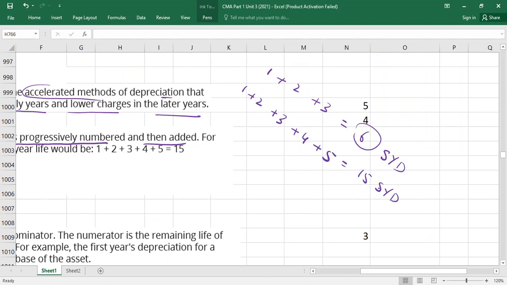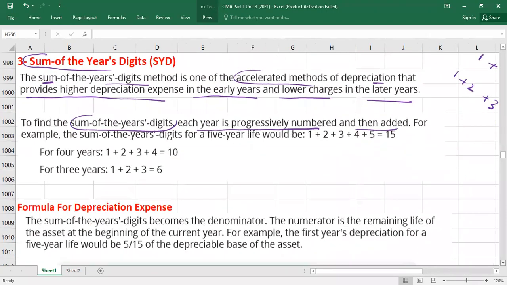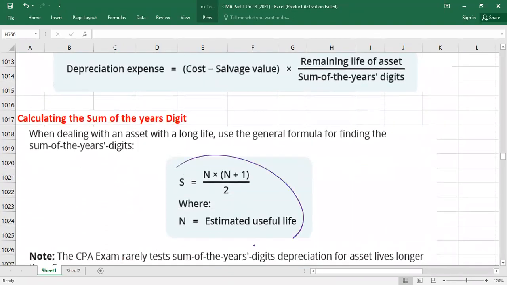Right? If life is 50 years, now you are stuck. If life is 50 years, you can't do it on your paper, 1 plus 2 plus 3 and so on till 50, right? So there is a shortcut formula to get the sum of years digit. And what is that formula? You have to take n, where n stands for useful life, multiply by n plus 1, divided by 2.